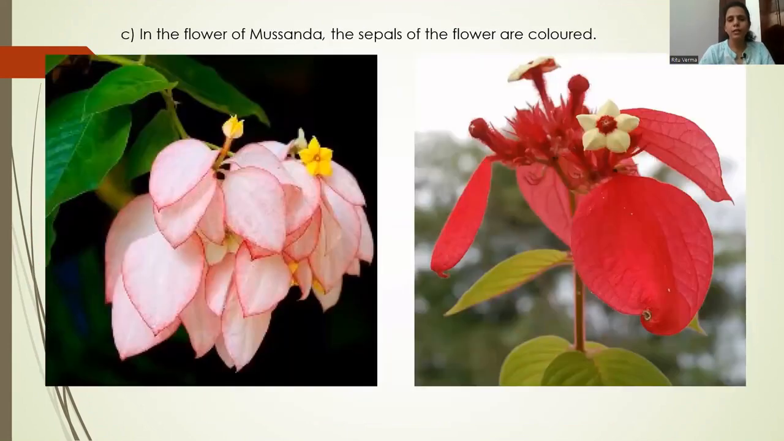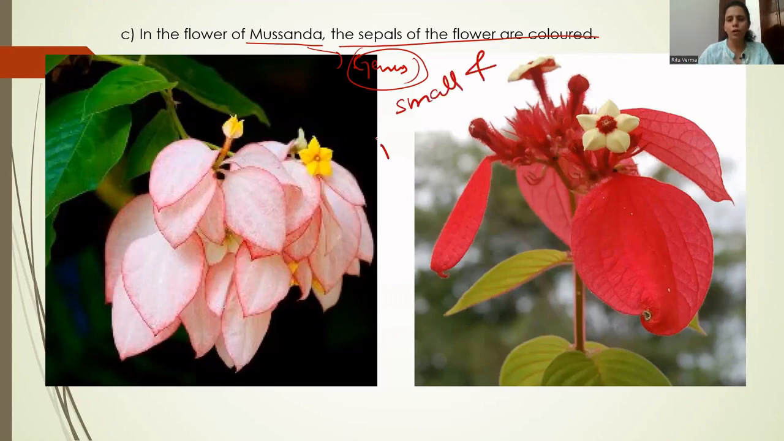The next example is Mussaenda. Mussaenda is the name of a genus, and there are different species of this plant. In Mussaenda, instead of the flower, the sepals of the flowers are colored. Here also the flower is very small and inconspicuous.